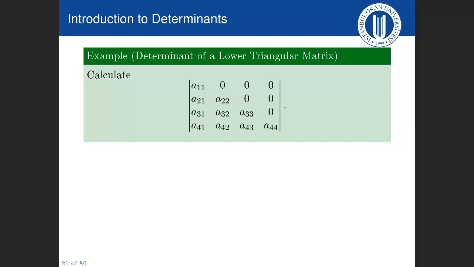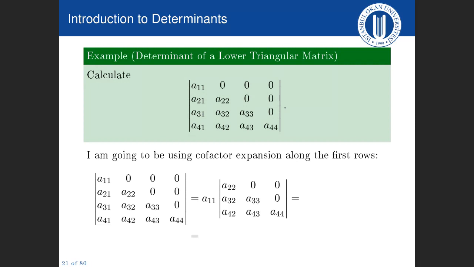Calculate the determinant of a 4x4 lower triangular matrix. Let me just remind you that if we have zeros up at the top, above the main diagonal, then it's called lower triangular. Again, I'm going to use cofactor expansion. Each time I'm going to be using the first row. The first row of this matrix has A11 and then it's 0, 0, 0. So it's going to be the least work.